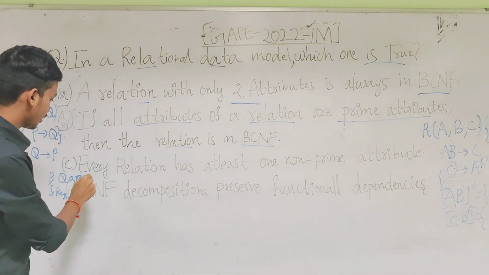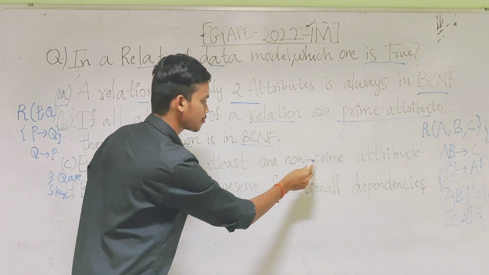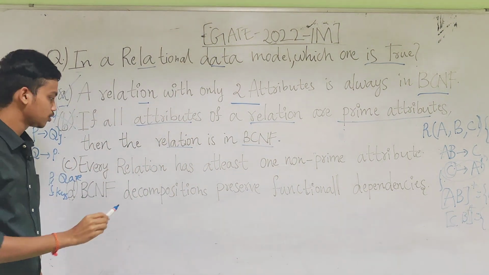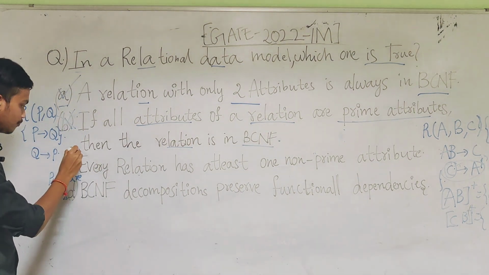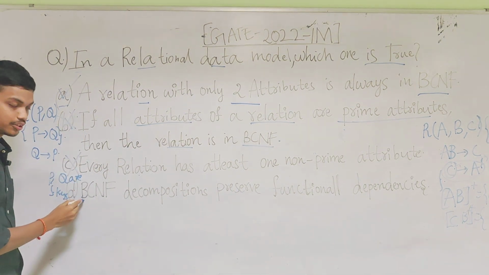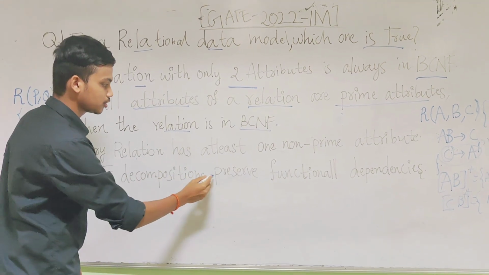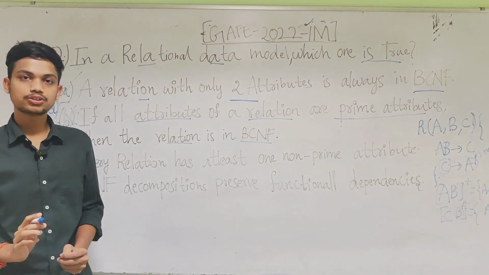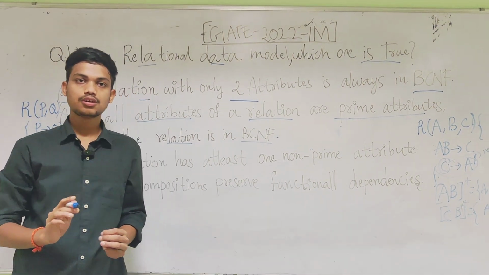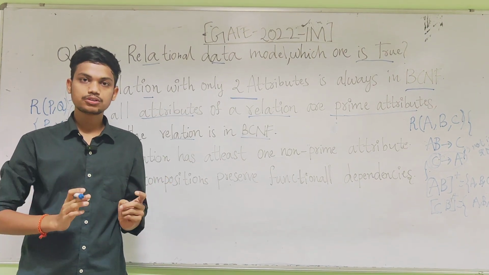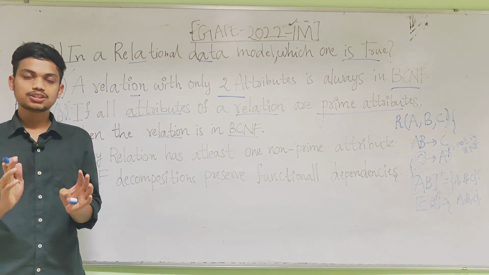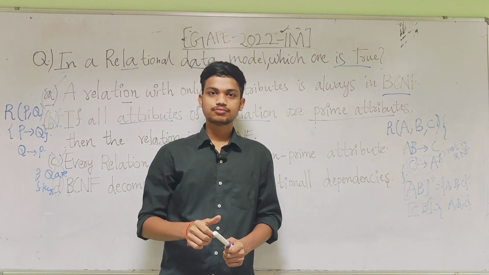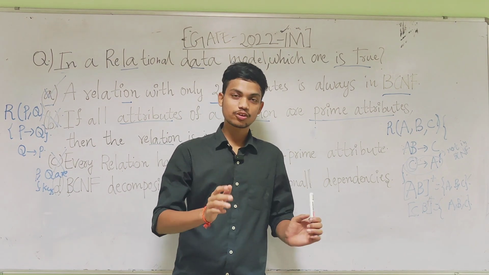Now coming to C, every relation has at least one non-prime attribute. I took those two examples where all attributes are prime attributes. So B is wrong. If B is wrong, that means C is wrong. Now checking D, BCNF decompositions preserve functional dependencies. We know BCNF decompositions will not always preserve functional dependencies, because when the table is divided into two tables, we can't say that the functional dependency is preserved. Now note it down. That's all for today's lecture. Thank you for watching this lecture.